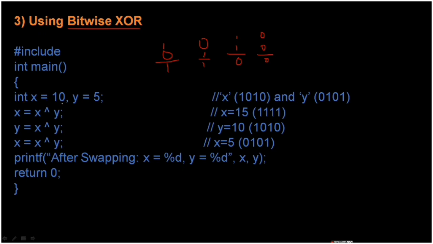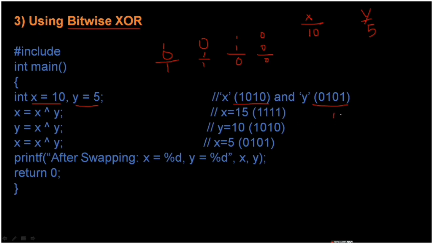So int x is equal to 10, y equals 5. Here we will take x equal to 10 and y equal to 5. These are the two variables. This is in the format of a binary number: this is the binary format for x, and this is the binary format for y. Okay. So x is equal to x XOR y. So XOR of x and y gives x equal to 15.